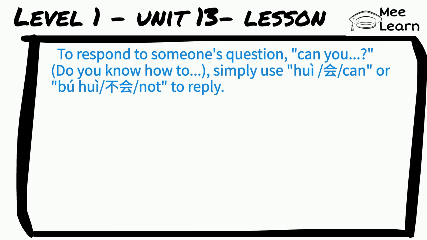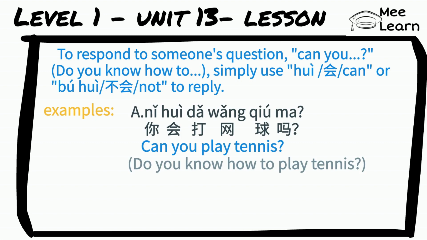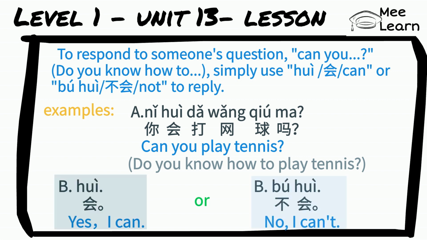To respond to someone's question, can you do something as do you know how to do something? Simply use 会 or 不会 to reply. For example, 你会打网球吗? Can you play tennis? Do you know how to play tennis? 会 Yes, I can. Or you can say 不会 No, I can't.